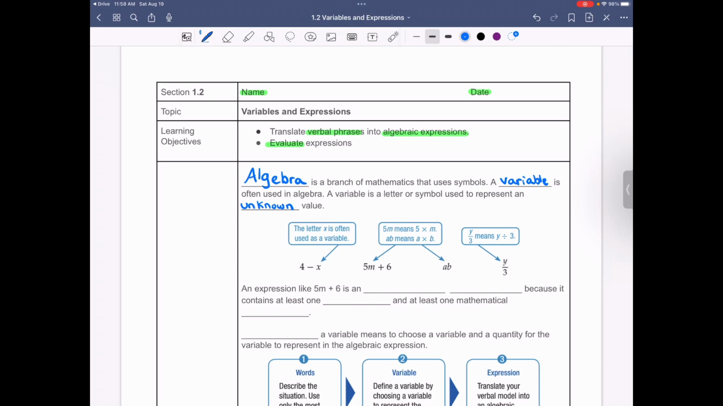An expression like 5m plus 6 is an algebraic expression because it contains at least one variable and at least one mathematical operation.